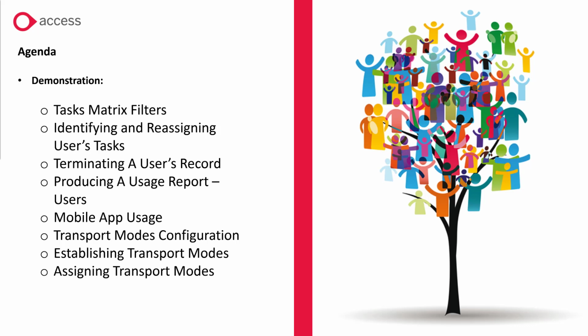On the agenda for today, we will be looking at task matrix filters, looking at how to identify and reassign users' tasks. We'll then go into terminating a user's record, producing a usage report, looking at the mobile app usage report, how to configure additional transport modes, how to establish what transport modes are assigned to an employee's record, and then reassigning those transport modes within said record. And now for our first demonstration.